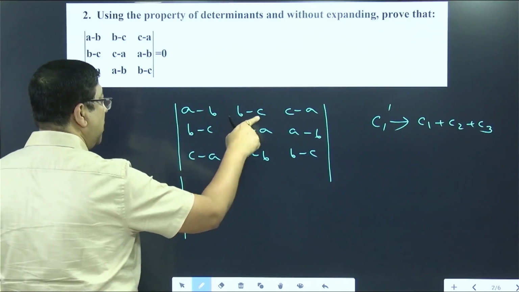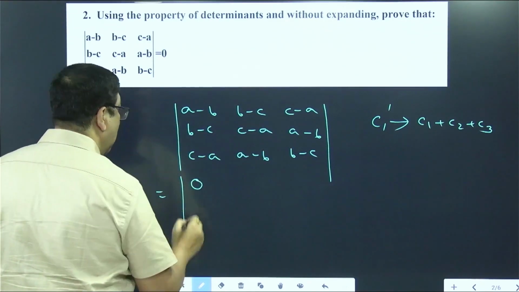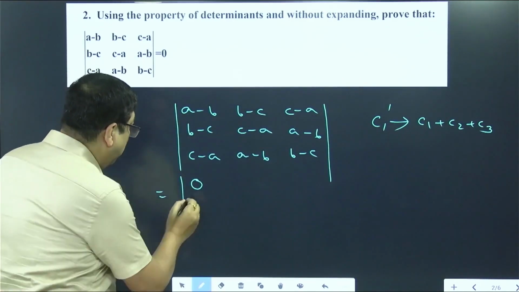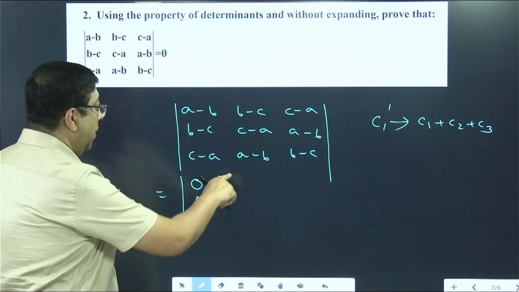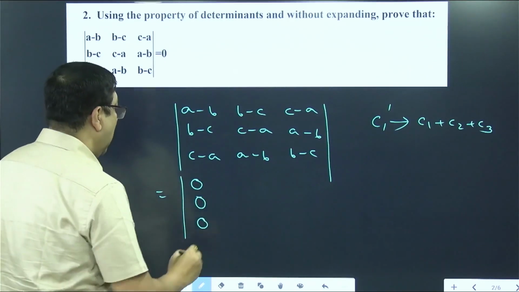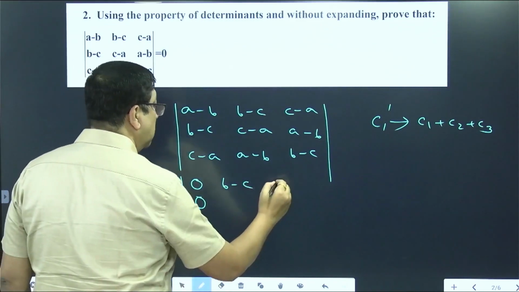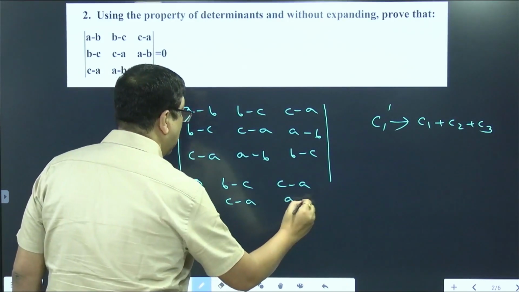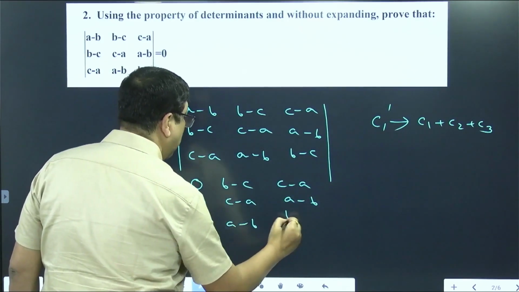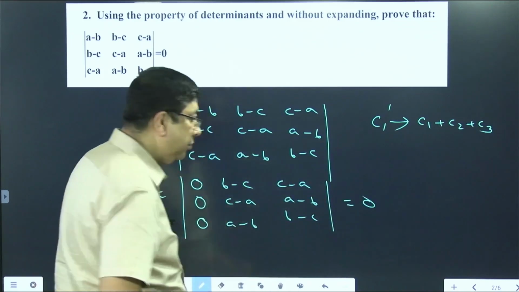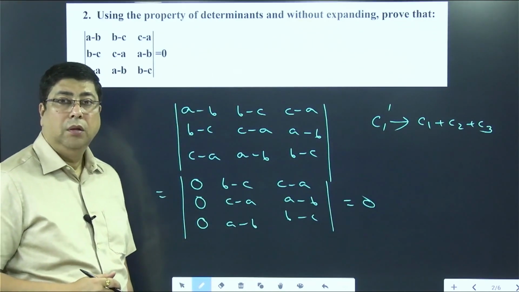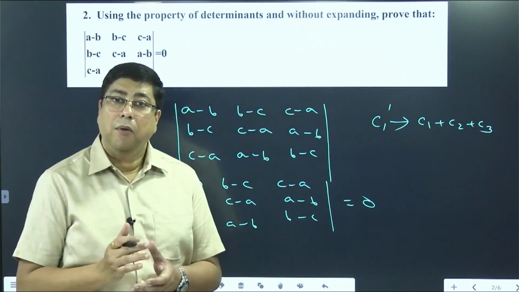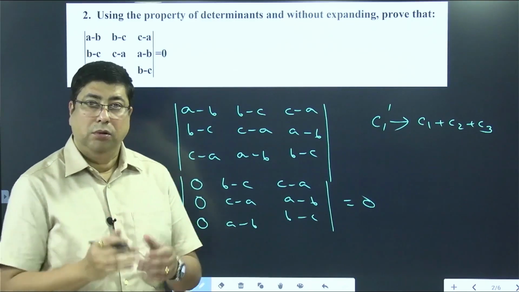If we make the operation on C1, we get here a minus b plus b minus c plus c minus a, that is 0. Similarly b minus c plus c minus a plus a minus b is coming 0. And c minus a plus a minus b plus b minus c is similarly 0. And the other rows and columns are unchanged: a minus b, b minus c. So the answer is coming 0. So we have to apply the properties in the proper way. So let's go to the next sum.